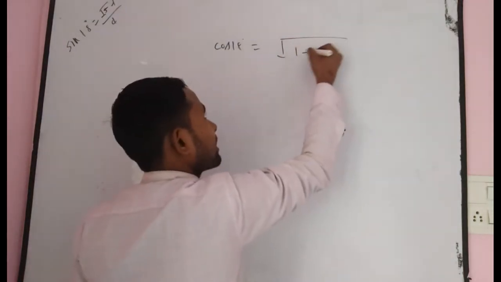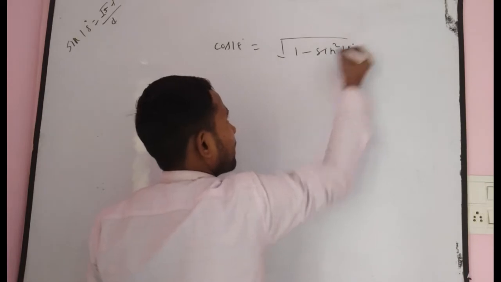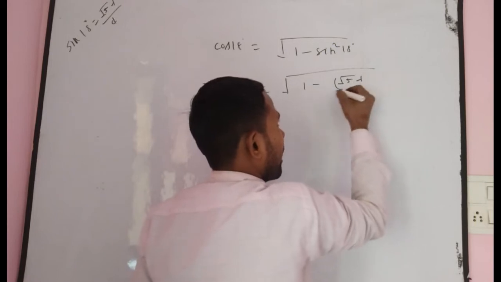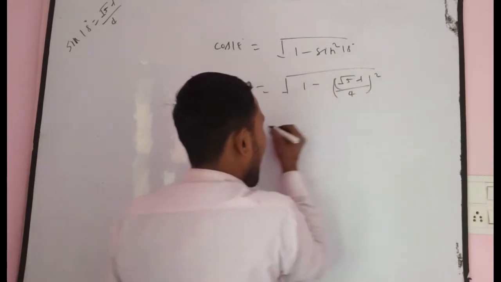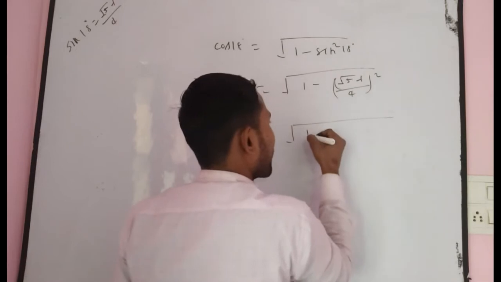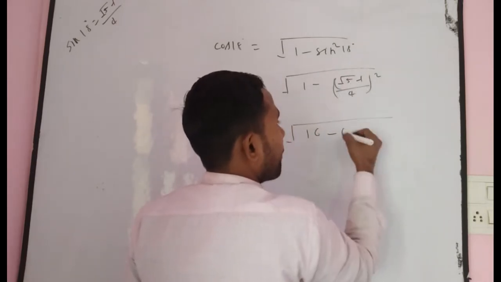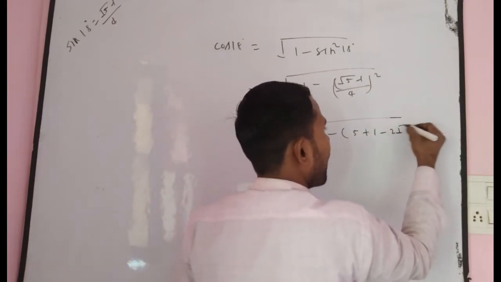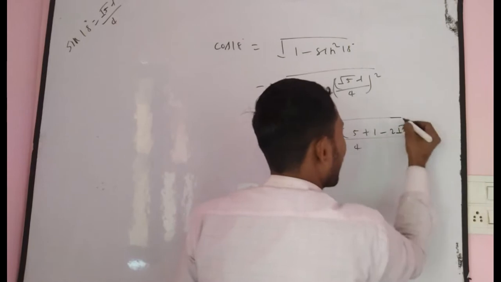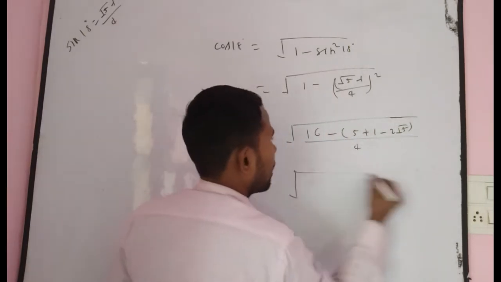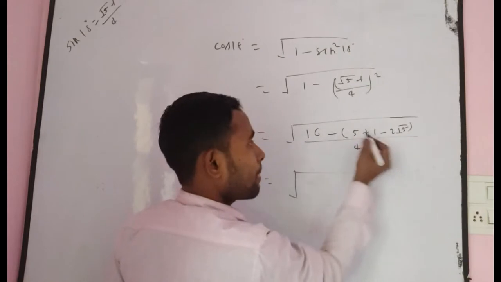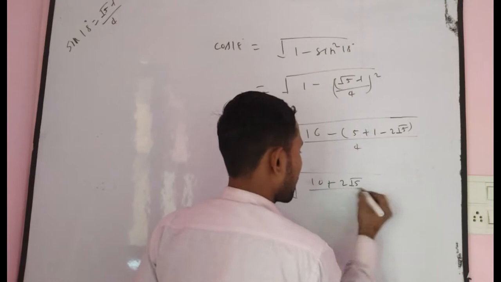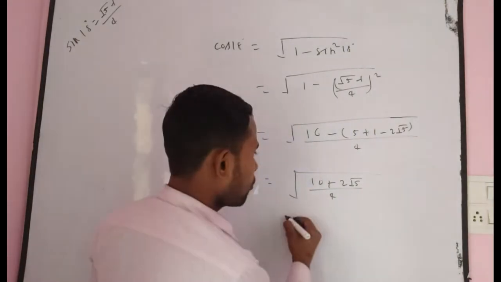Now, you have to apply a formula. Can you write cos 18 degree is equal to root under 1 minus sin square 18 degree? Now, if you put here 1 minus (root 5 minus 1 by 4) whole square, can you write it? After manipulating and simplifying, you get 5 plus 1 minus 2 root 5 divided by 4. Now it becomes 16 minus 6, that will be what? 10 plus 2 root 5 divided by 4. If you simplify it, you get what?